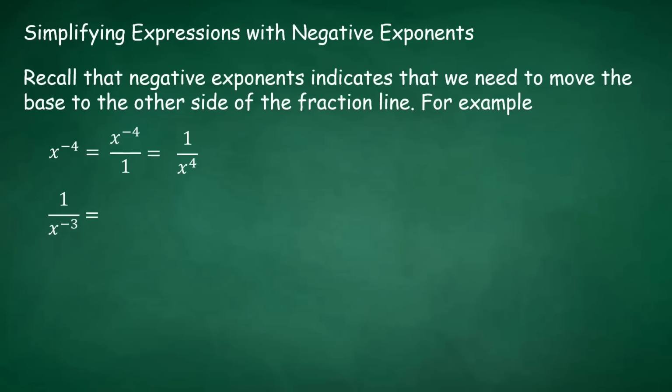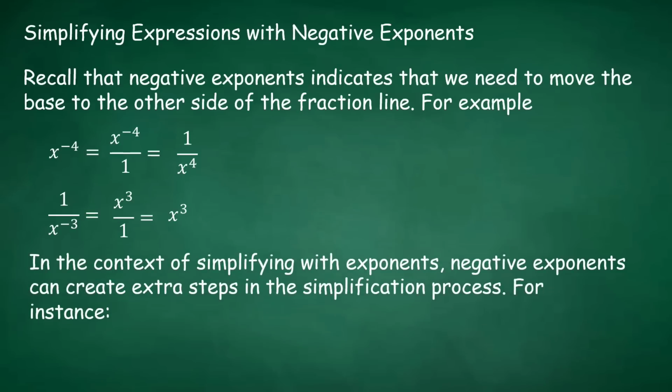1 over x raised to the power of negative 3. Since our exponent is negative, we will move this to the top, which is our numerator. So 1 over x raised to the power of negative 3 is equal to x raised to the power of negative 3. In the context of simplifying with exponents, negative exponents can create extra steps in the simplification process.